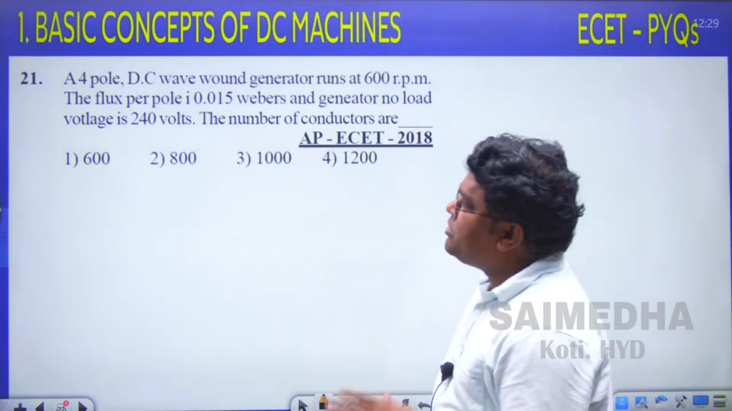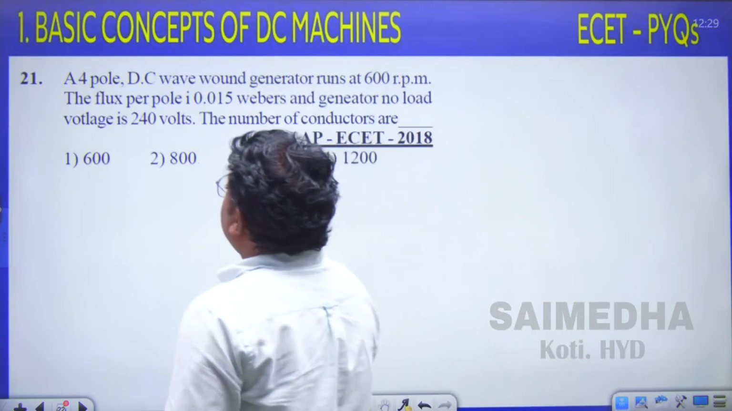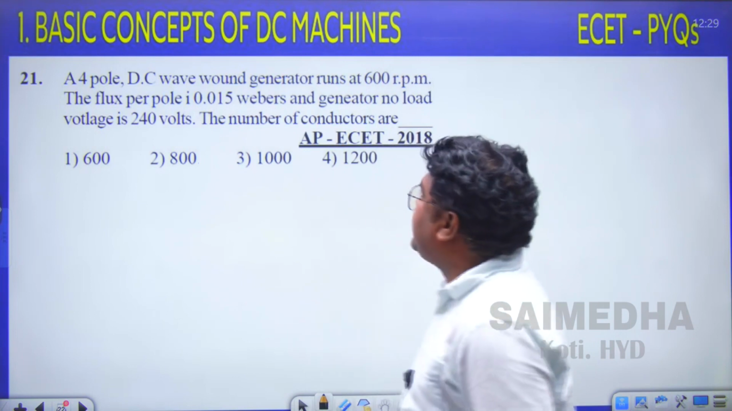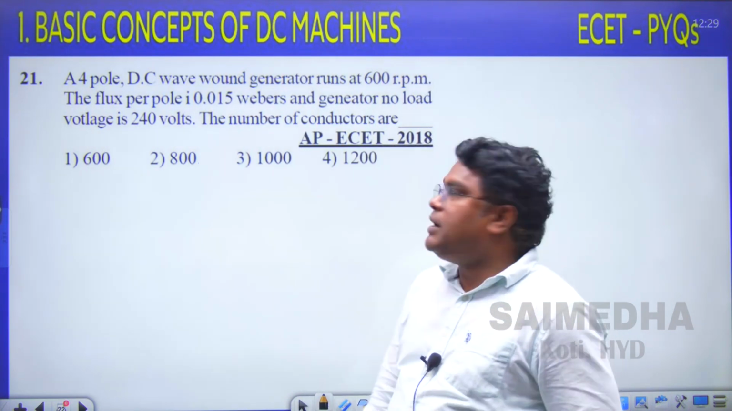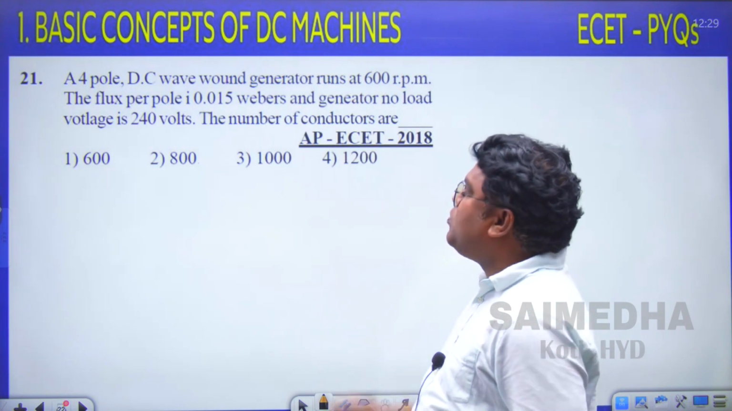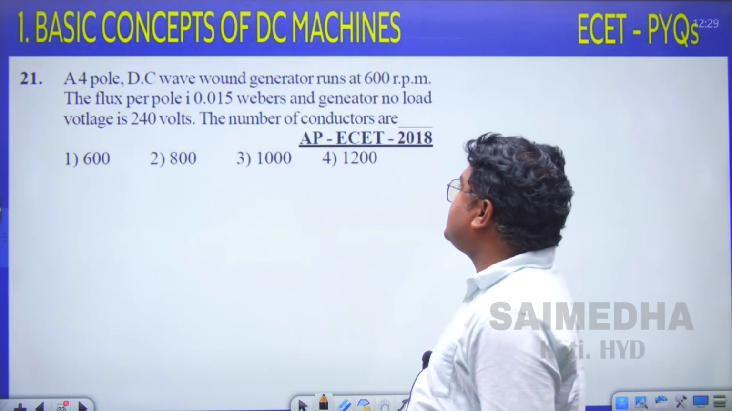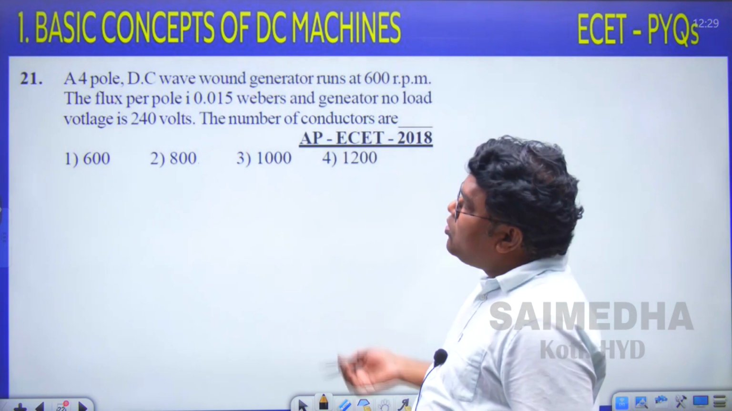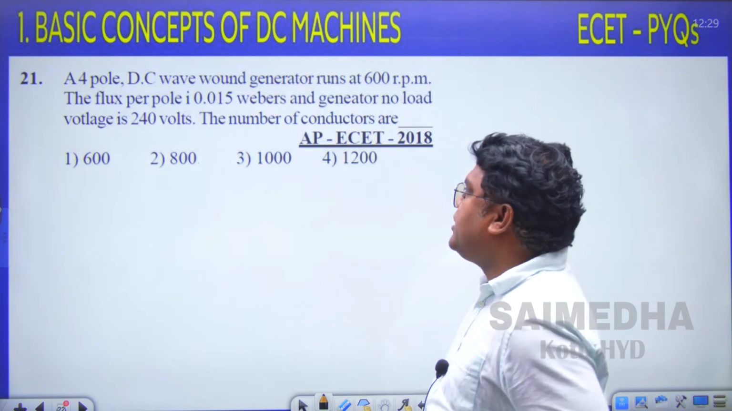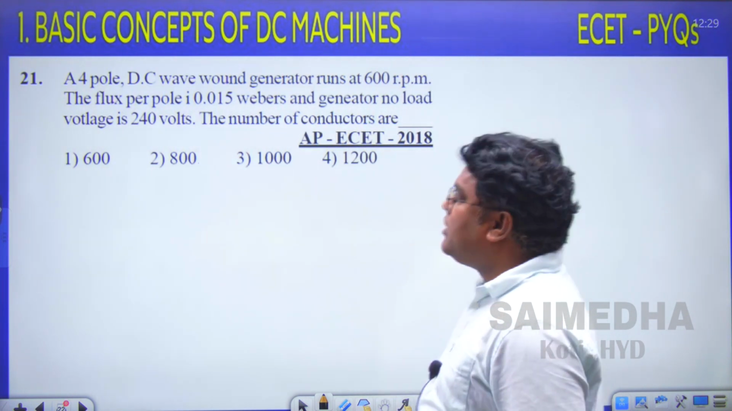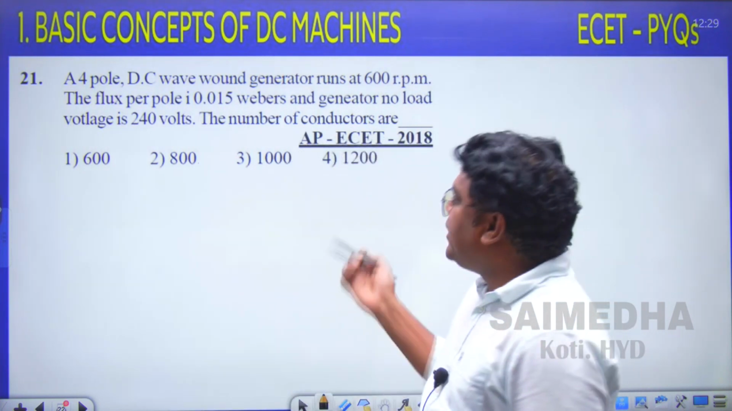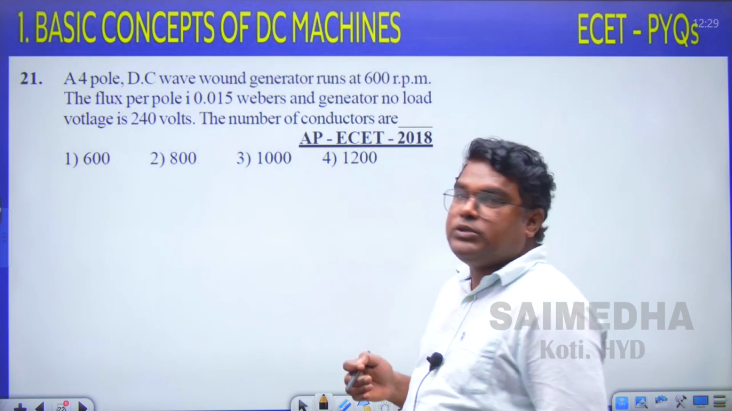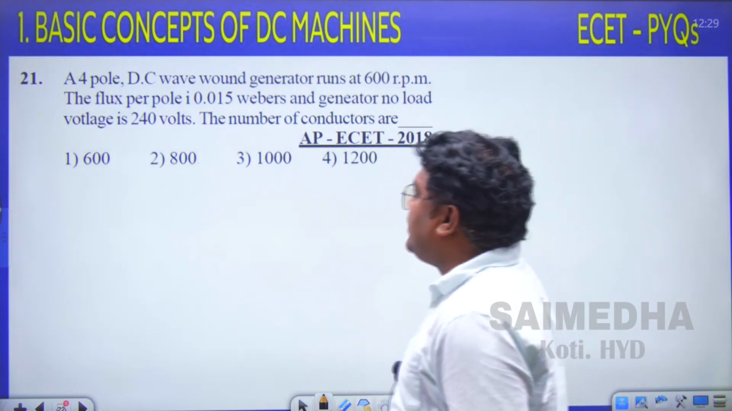Let us solve question number 21. A 4-pole DC wave-wound generator runs at 600 rpm. Flux per pole is 0.015 webers and generated no-load voltage is 240 volts. The number of conductors is: option 1, 600; option 2, 800; option 3, 1000; and option 4, 1200.